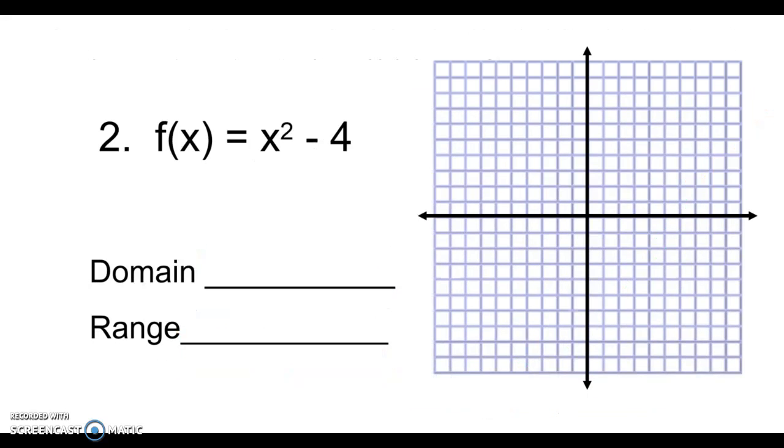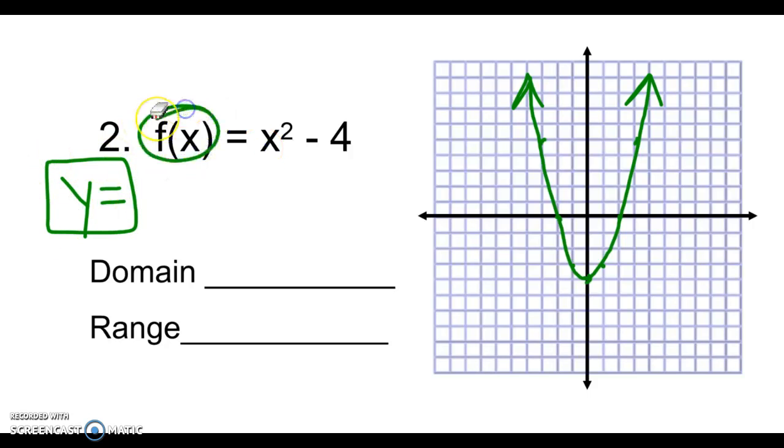We got x squared minus 4. Go ahead and look at your graph. I'm going to graph mine real quick. Okay, so this is the graph of it. I kind of drew a pretty good sketch. I plotted a few points, so if you have trouble putting that in your calculator, remember you're doing the y equals. That means f of x.